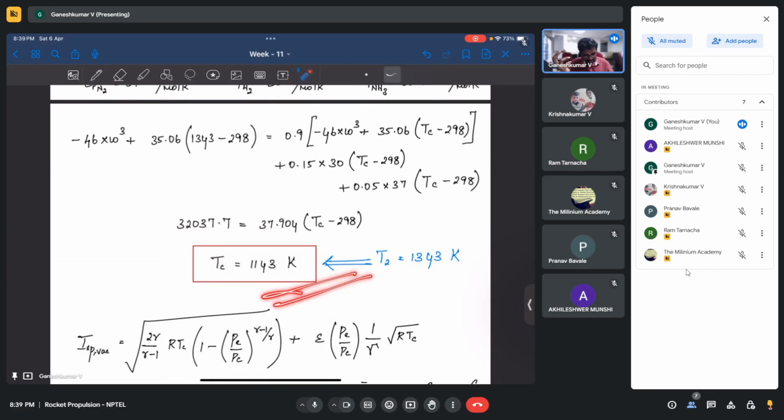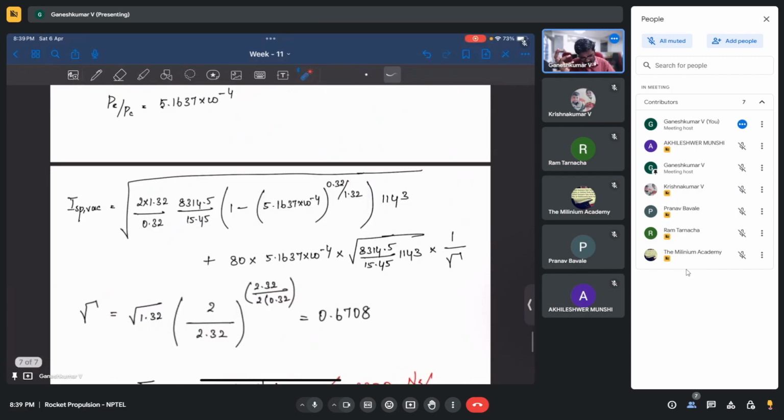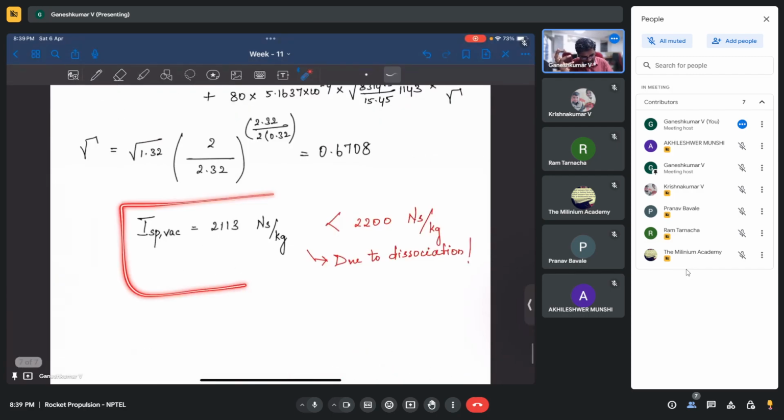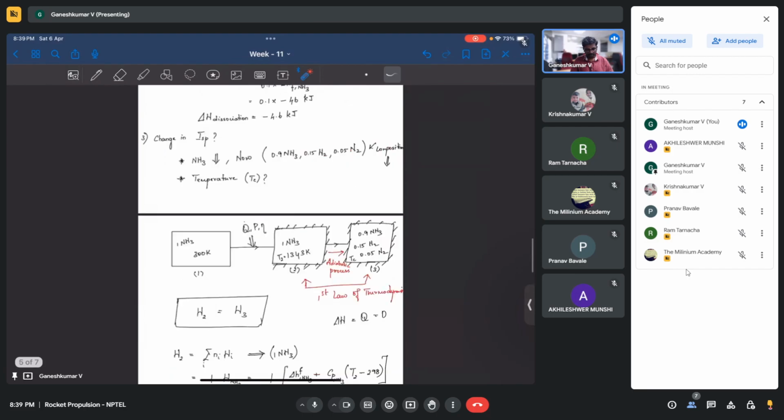Once we found the temperature change, we have all the parameters to find the ISP. We substitute in the equation, and at the end we found the ISP, and as expected the ISP has reduced because of dissociation. We have around 100 Newton second per kg, which is around 10 seconds, reduced because of dissociation in terms of seconds. All right, so I hope it's clear.